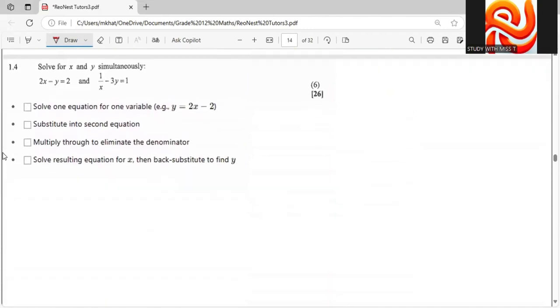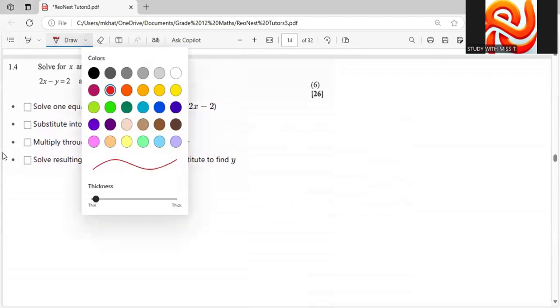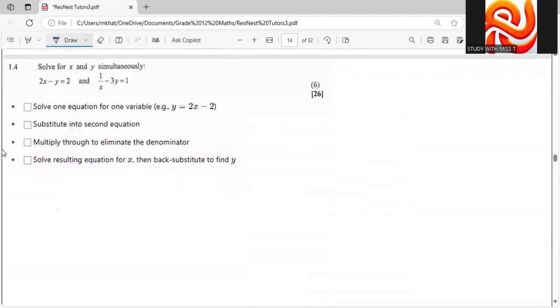Okay. So now let's come to the one of simultaneous. So with simultaneous equations, first thing first, label your equations. So I have 2x minus y equals 2. I'll label it as equation 1, and I have 1 over x minus 3y equals 1. I will label it as equation 2, right? So the other trick when you start is that you look for one variable in one equation whose coefficient is 1.